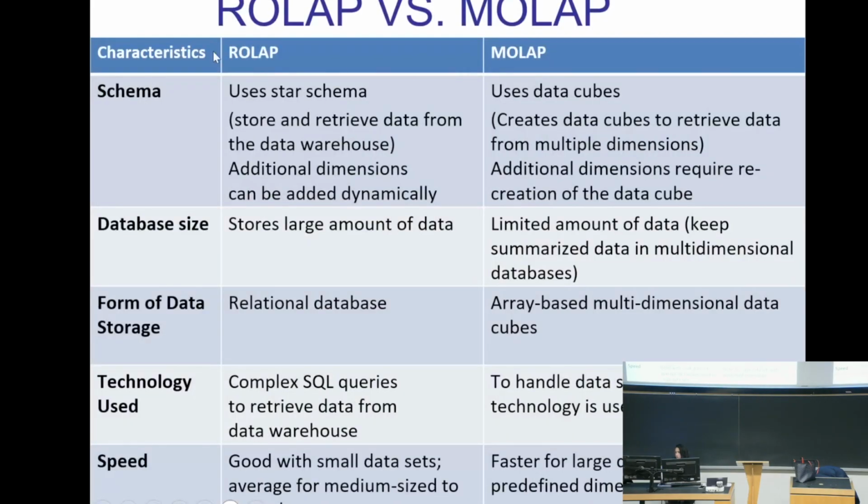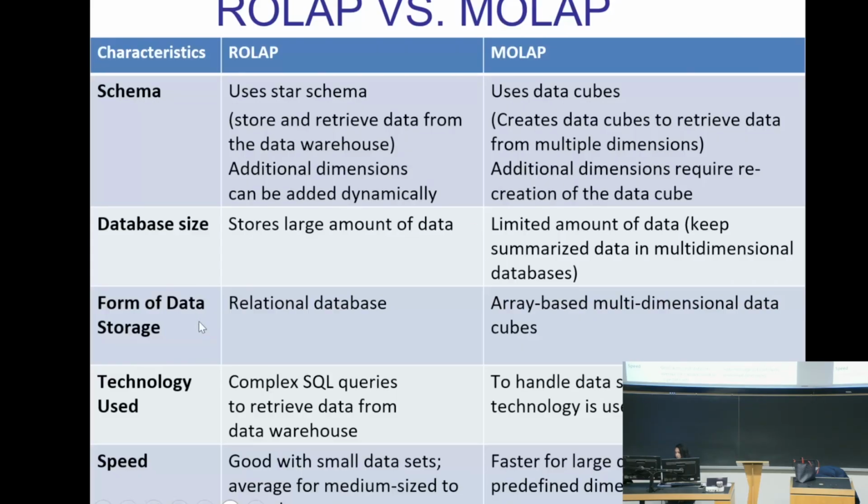And here is just a summary of the comparison between ROLAP and MOLAP based on different characteristics. For example, in terms of their design, we said MOLAP uses data cubes versus ROLAP that uses a relational schema or star schema, right? And we had examples of this one. We also saw the example of this. In terms of database size, ROLAP can store a large amount of data, but MOLAP is limited because we are keeping summarized data in cubes, right?